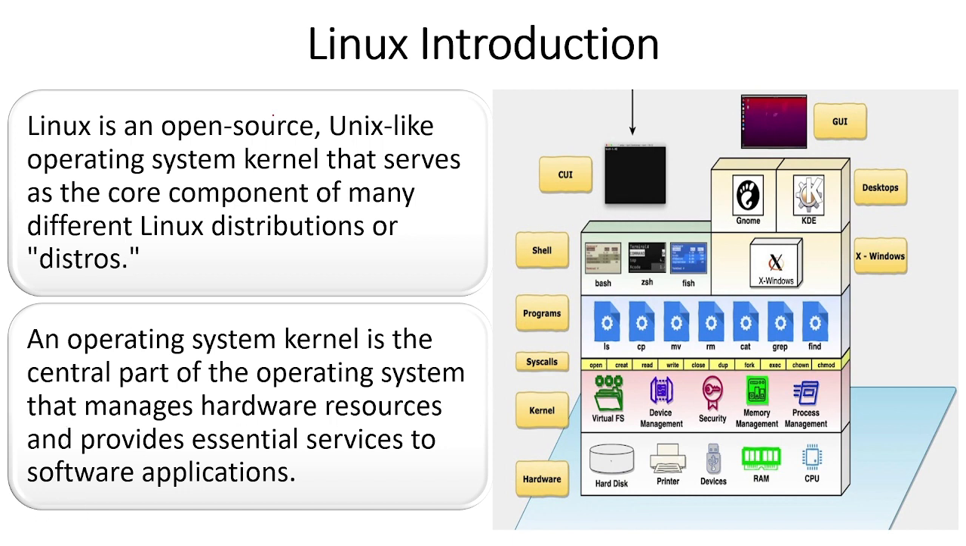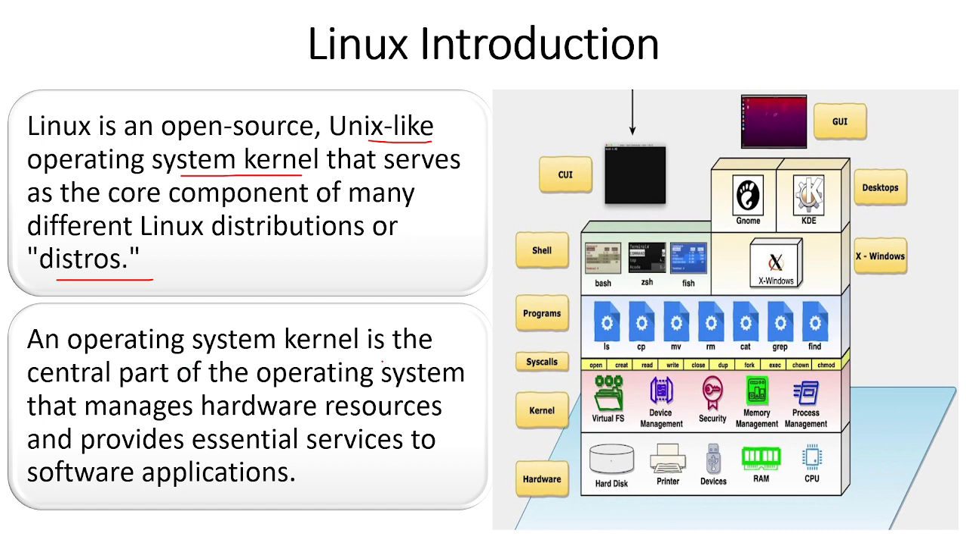Linux is an open source Unix-like operating system kernel that serves as the core component of many different Linux distributions, or distros. So it's an operating system kernel which serves as the core component of many Linux distributions. I'll discuss the Linux distributions later. In this picture you can see the operating system kernel, which communicates between your shell or GUI and the hardware.